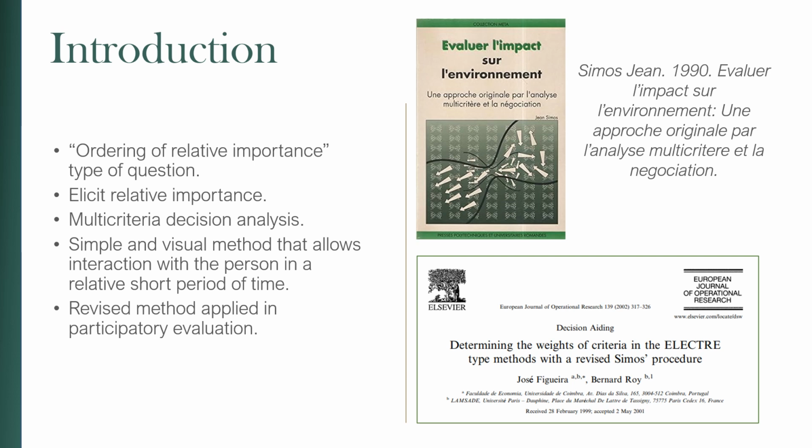It was published originally in 1990 by Jean Simos and was revised and adjusted in 2002 by José Figueira and Bernard Roy. Although this method was developed for extracting votes for multi-criteria analysis, it has also been found useful to discover underlying and sometimes conflicting reasons for those preferences in research that includes participatory processes.